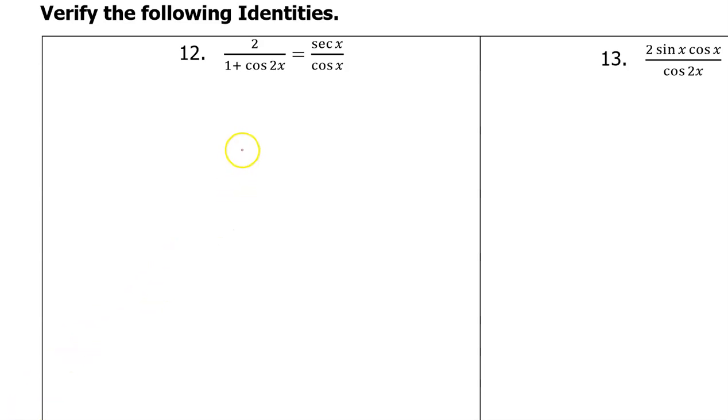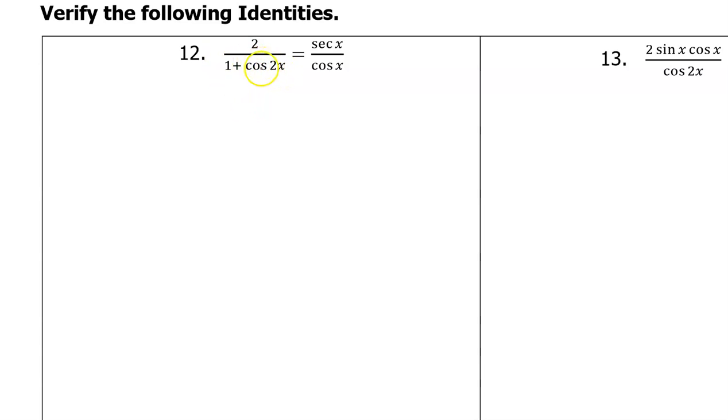In this video, I'm going to show you how to verify trig identities involving double angle identities. Verifying a trig identity means picking one side of the equation, and we're going to rewrite it with equivalent forms until it looks like the other side. In general, you want to pick the more complex side, and that will almost always be the side that has the double angle in it.